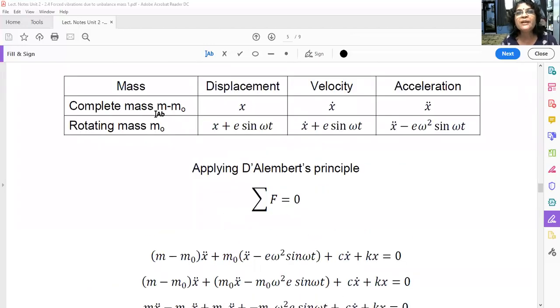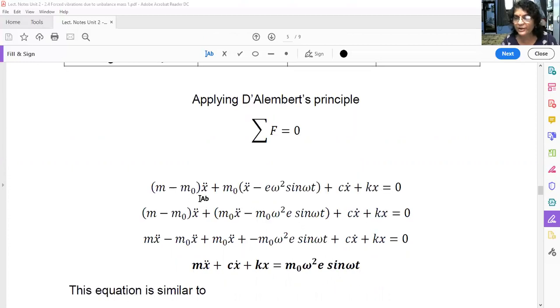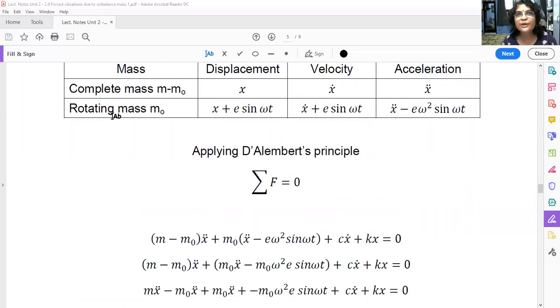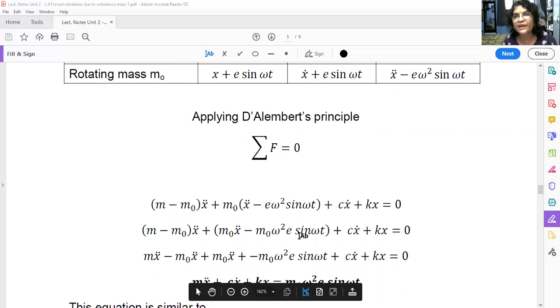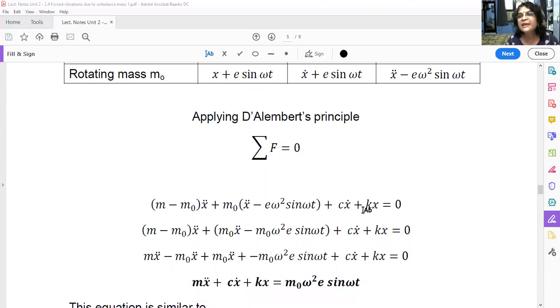So the inertia force due to the complete mass into acceleration is M minus M0 into x double dot, downward positive. Then the second inertia force is due to the rotating mass into acceleration, that is M0 into bracket x double dot minus e omega square sin omega t. So this is the inertia force due to M0, plus C x dot plus K x is equal to 0. So these are the 4 forces: spring force, damping force, inertia force due to unbalanced mass, and inertia force due to the complete mass excluding unbalanced mass.